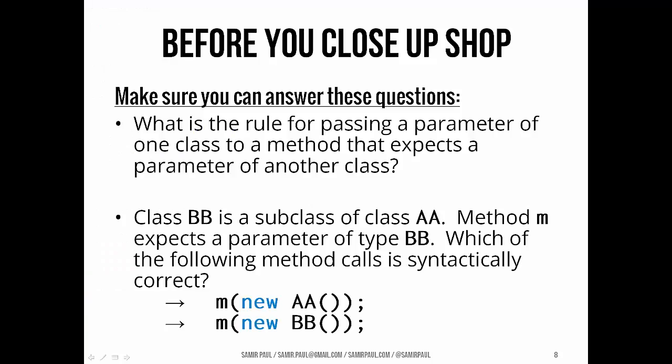Two key checks for your understanding that you can do before hanging up your hat at the end of this lecture. First, what's the rule for passing a parameter of one class to a method that expects a parameter of another class? In particular, we're thinking about class hierarchy and how this works in terms of that. Second, if we assume that some class BB is a subclass of AA, and we also assume that method M expects a parameter of type BB, which of these 2 method calls is correct and which one is going to throw an error once you try to compile your code? If you can answer those 2 things, you're probably in good shape.